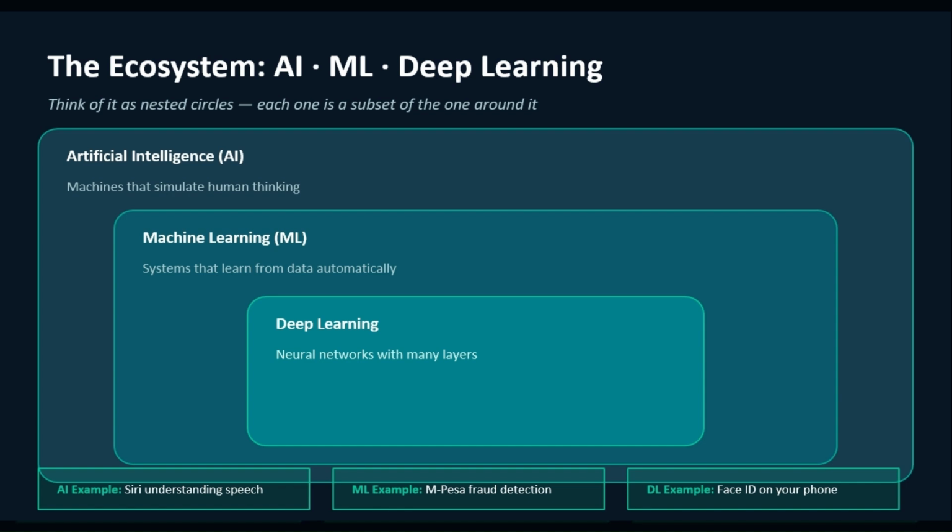A deep learning example is Face ID on our phones. Our modern phones come with a feature called Face ID Unlock. This is whereby you just look at the phone and it unlocks and you're able to start using it. This particular feature uses deep learning.